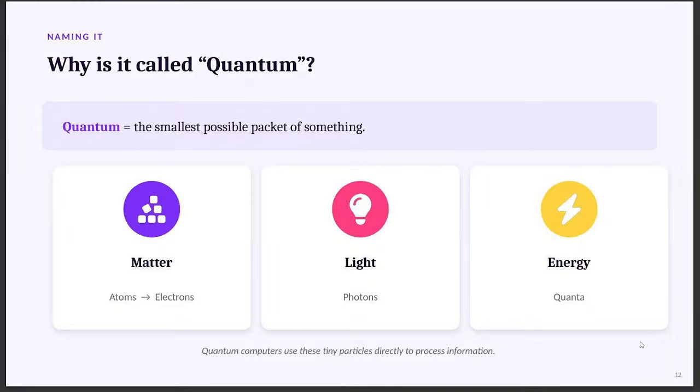Let's understand it using examples. Matter is made of atoms, but an atom contains electrons. Light is made of photons.